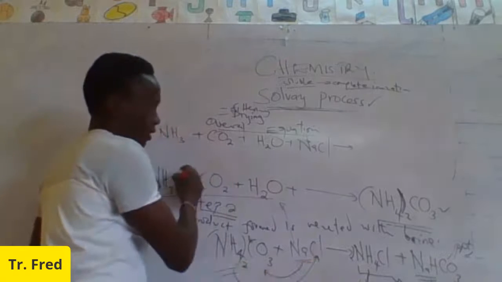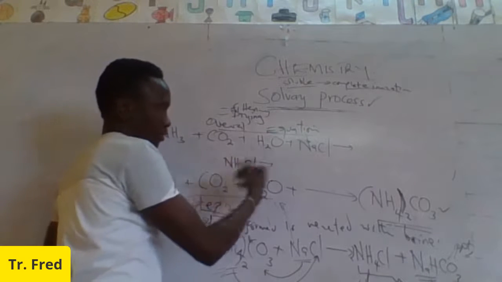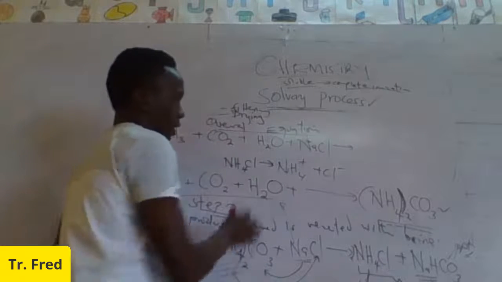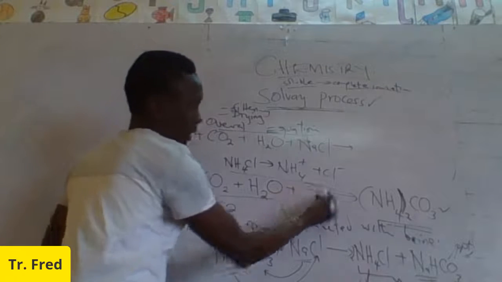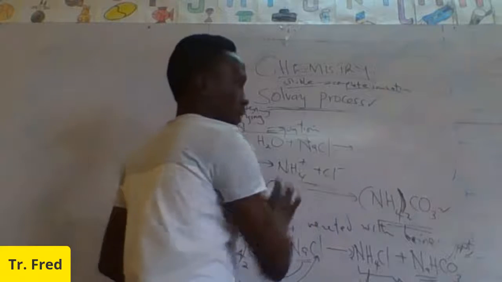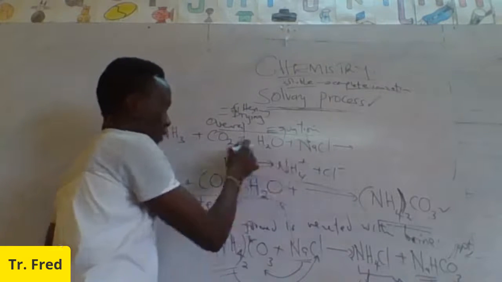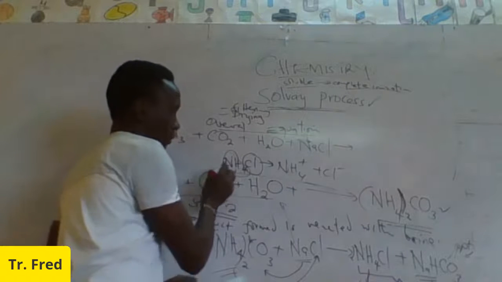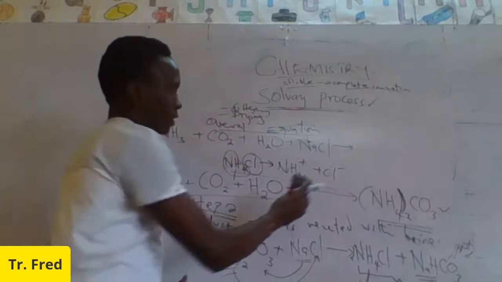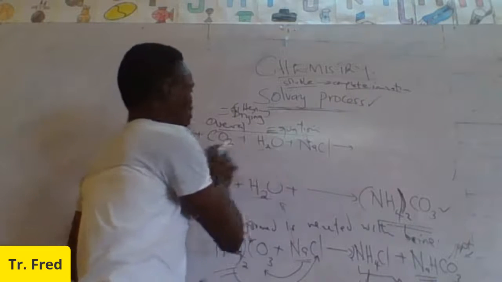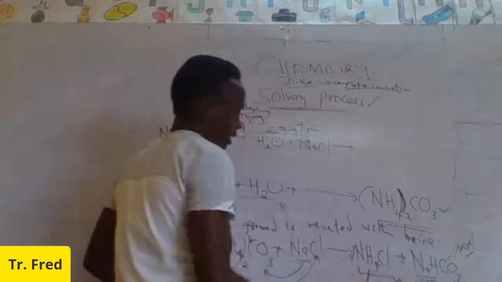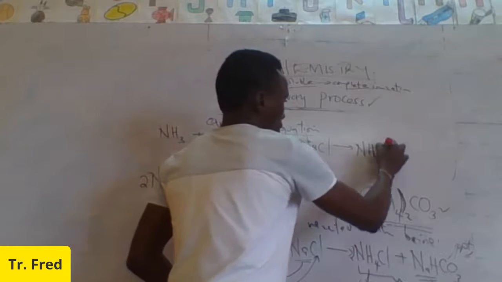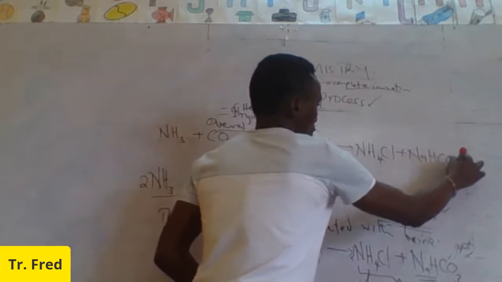How does it undergo? It undergoes in this way, such that the ammonium chloride decomposes to its respective ions, whereby we have ammonium ions and chloride ions. And this is what we call dissolving. And that's why they are soluble, because in solvent they decompose into their respective ions. We only have two ions present, ammonium ions and chloride ions. That's why they are very soluble. Now, the overall equation for the reaction will be a reaction of ammonia, carbon dioxide, water, and sodium chloride to yield ammonium chloride and sodium hydrogen carbonate.